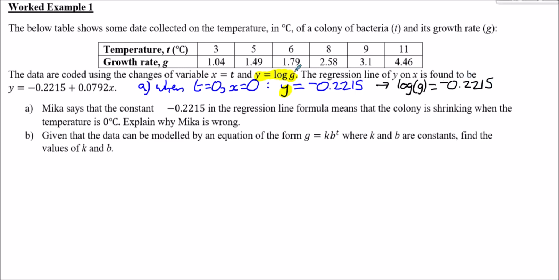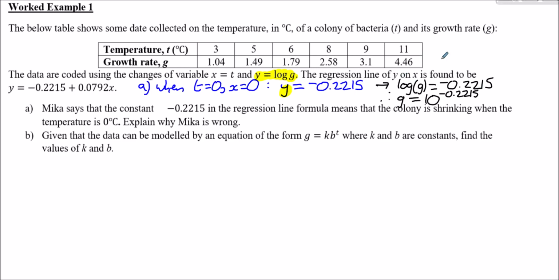So next we need to recall if a variable is coded in terms of a log and we're not told the base of a log, we have to assume this is log base 10. To undo the log of g, what we can do is state that therefore g is going to be 10 to the power of minus 0.2215.